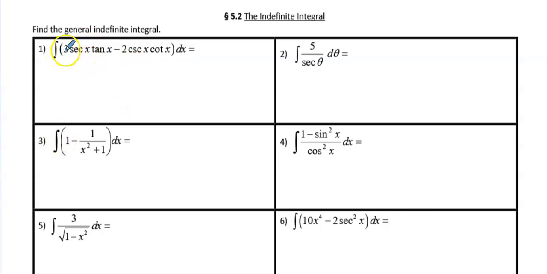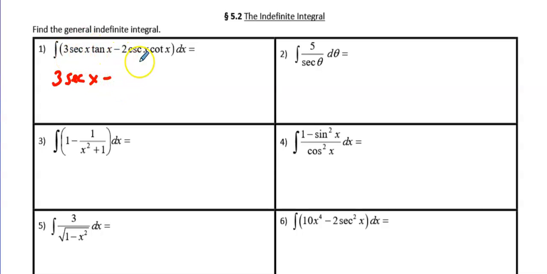So if we're looking at example number 1, it says 3 secant tangent. You have to ask yourself which trig derivative is secant tangent. Remember, we're going backwards now. Hopefully you remember that the derivative of secant is secant tangent. So if I integrate this, this is just going to be 3 secant of x. Remember that we could actually pull out the constant if we wanted to, and I'll do that over here in example number 2. So 3 secant of x, the derivative of secant x is secant tangent.